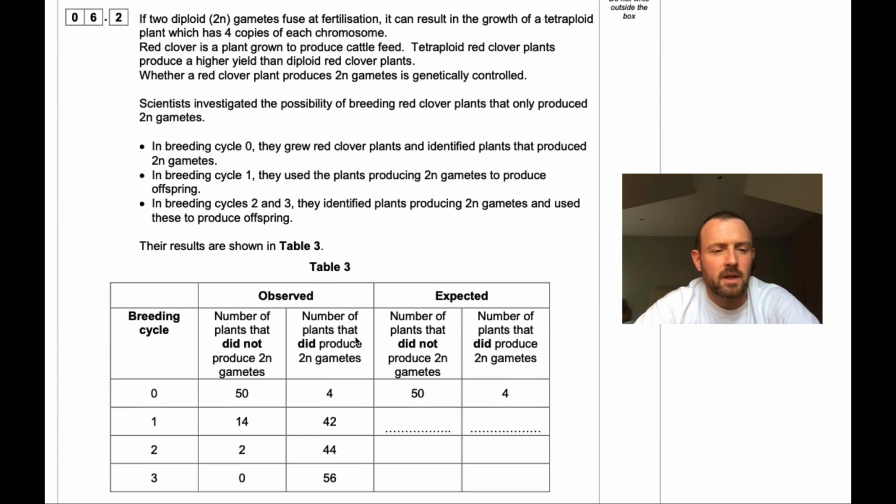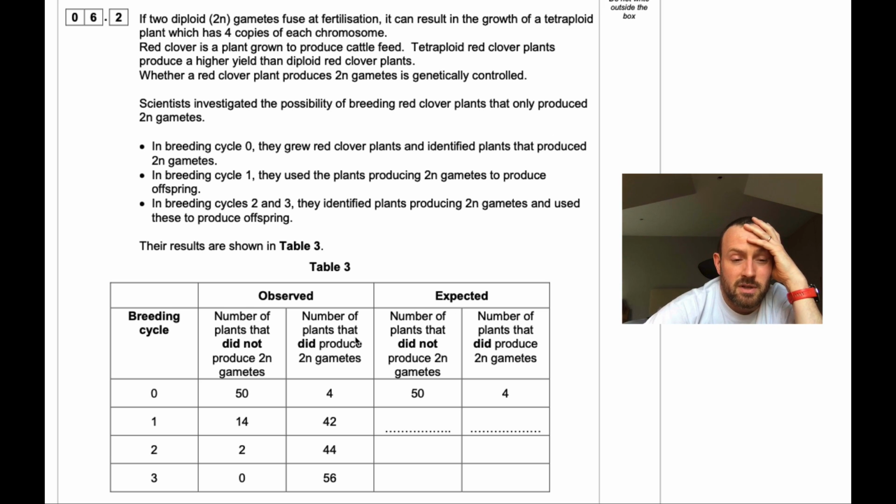Okay, 6.2. If 2 diploid 2N gametes fuse at fertilization, it can result in a tetraploid plant which has 4 copies of each chromosome. Red clover is a plant grown to produce cattle feed. Tetraploid red clover plants produce a higher yield than diploid red clover plants. Whether a red clover plant produces 2N gametes is genetically controlled. Scientists investigated the possibility of breeding red clover plants that only produced 2N gametes. In breeding cycle 0, they grew red clover plants and identified plants that produced 2N gametes. In breeding cycle 1, they used the plants producing 2N gametes to produce offspring. In breeding cycles 2 and 3, they identified plants producing 2N gametes and used these to produce offspring.